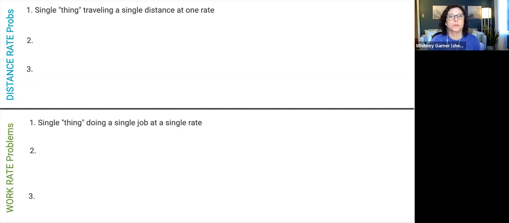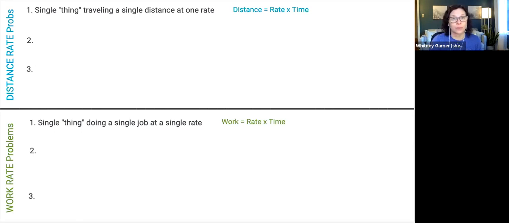That's it. If it's a work problem, it would be like a single person doing a single job. Now, in both of those situations, we have our fundamental formula. We have distance equals rate times time and work equals rate times time. So technically, the actual formula is work equals rate times time. And when we're doing distance problems, it's just that the unit of work, if you will, is a unit of distance. It's how far you traveled. The work is miles or kilometers or feet, right? Over some unit of time.